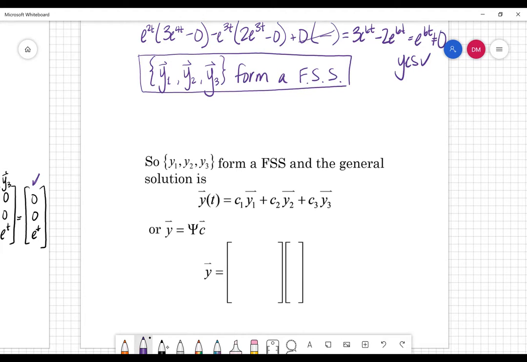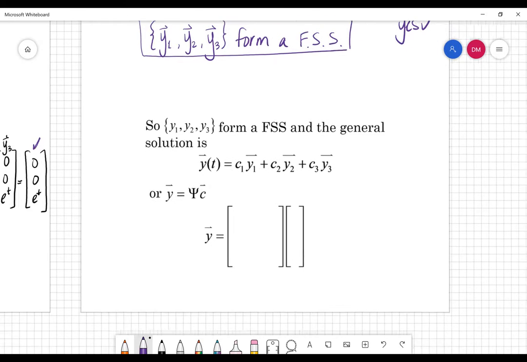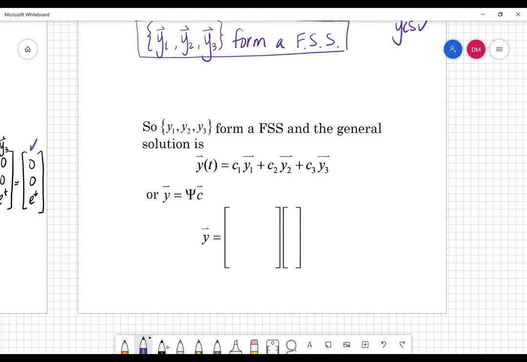Okay, so y1, y2, y3 form this fundamental set, and the general solution then would look like y of t is equal to C1 times Y1 plus C2 times Y2 plus C3 times Y3. This looks the same as we're used to, but now each of these Y1, Y2, Y3 are vector valued functions. The way we write this out is that Y is equal to psi, our solution matrix, times C, our constant matrix, those C values that we add in.